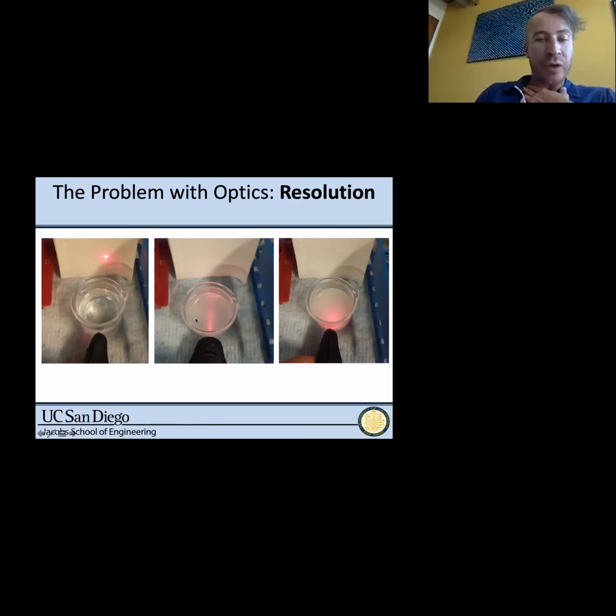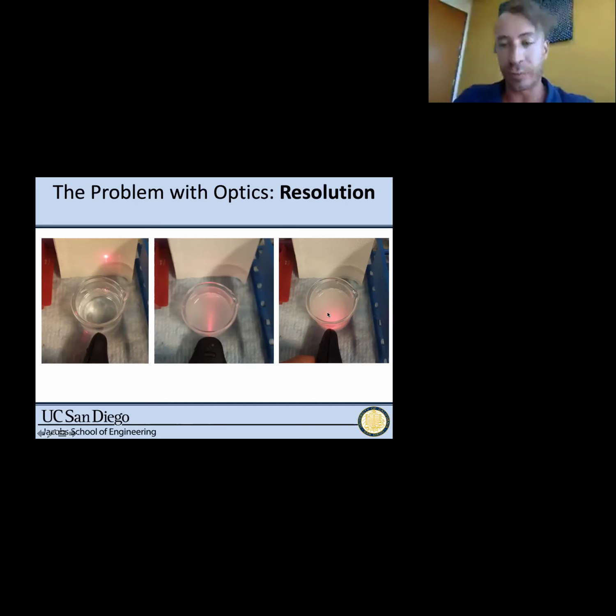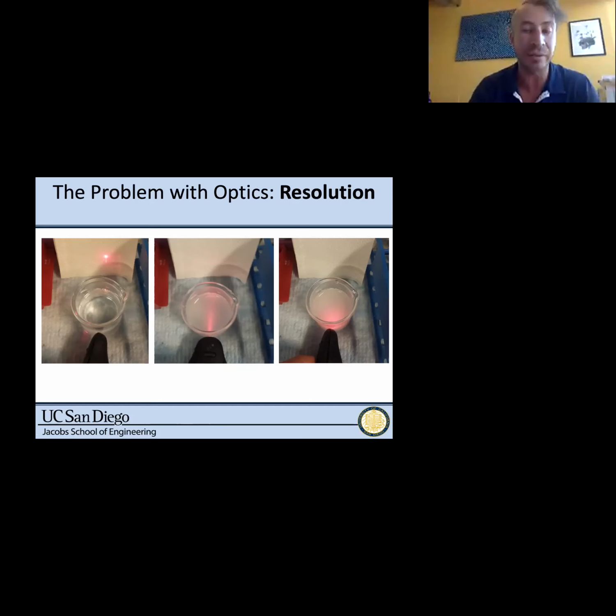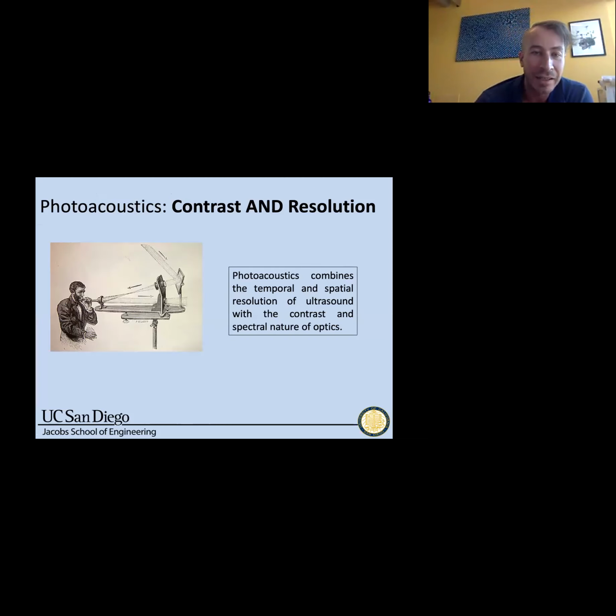However, when I put a few drops of yogurt into this beaker of water, I increase the absorption and scattering coefficient of water, and very quickly, I don't have any contrast. Okay, and add a few more drops, and I just have a big diffuse cloud of photons, okay? And you know this from your own experience that it's pretty difficult to get light through your body, right? So what photoacoustics does is it kind of combines the good contrast of optics with the resolution of ultrasound, okay?